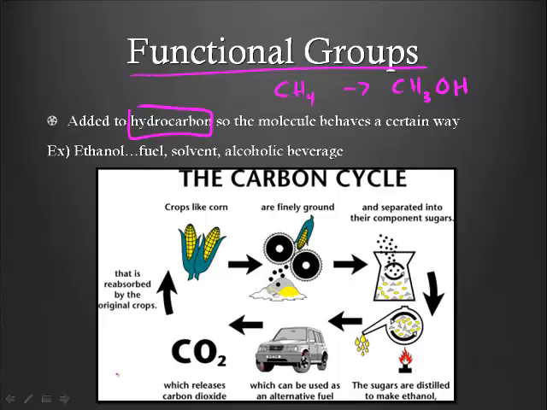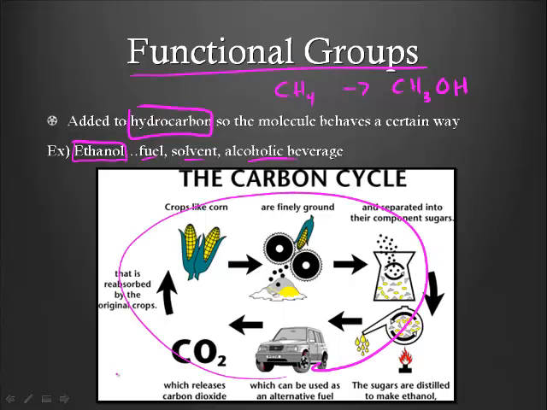So for example, ethane, which is a gas, if you add an OH group onto it, it's going to be turned into ethanol, which is a fuel or a solvent, or an alcoholic beverage. And this is just a little background into what we use ethanol for. So you can check that out if you would like.